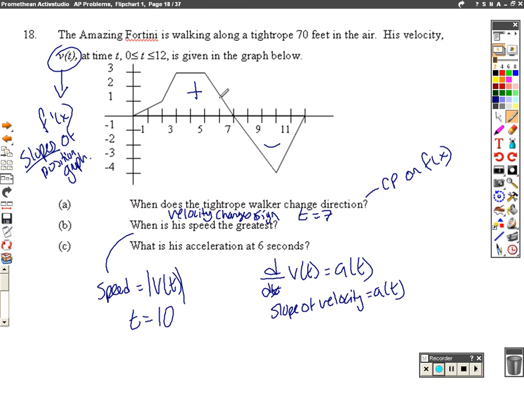6 seconds is right about here. So what's the slope of this line? I'm going to take these 2 points. It looks like to get from here to here, we're going to go down 3 and over 2. So acceleration is equal to 3 divided by 2. There you go. 3 divided by 2.